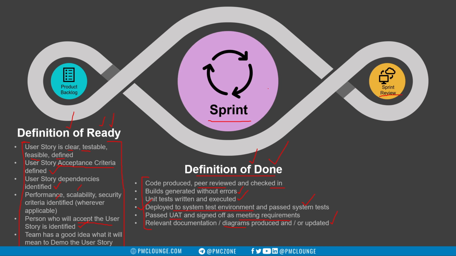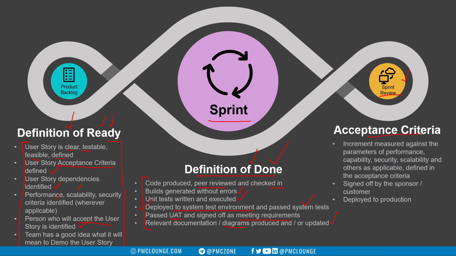So you're done with the sprint. One of the last things that you do in the sprint is you do a demo, a sprint review. And this is where acceptance criteria comes into the picture. The increment that the team has produced as part of the sprint is measured against parameters of performance, capability, security, scalability, and others as applicable, defined in the acceptance criteria. So acceptance criteria is something that you work with your customer to define.